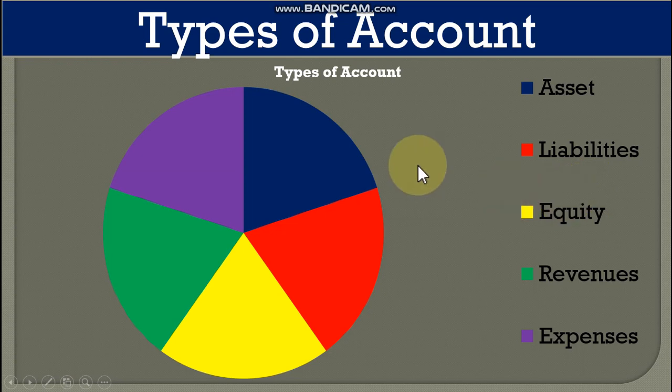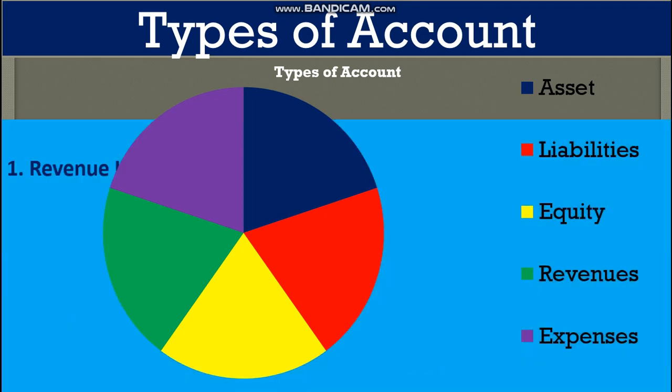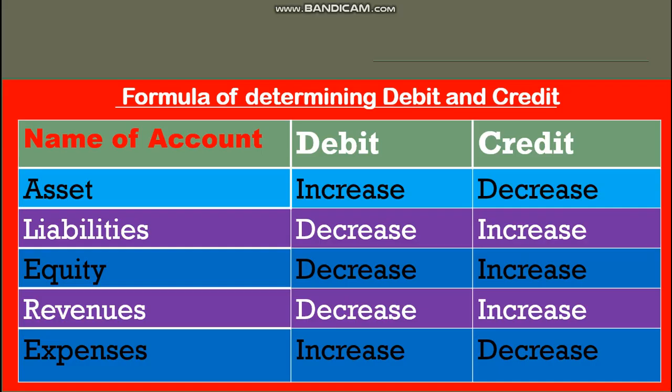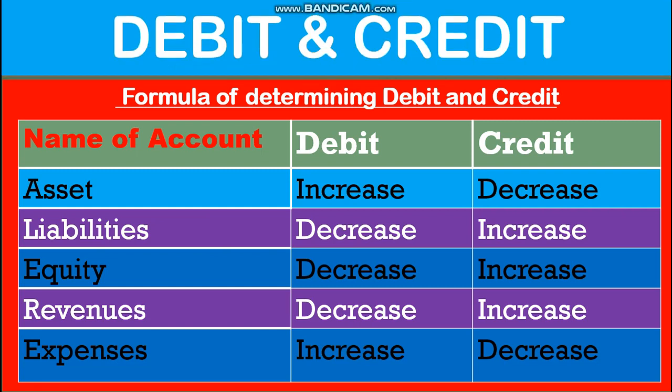Dear student, now types of account. There are 5 types of account: asset, liabilities, equity, revenue and expense. Dear student, this is most important. There are 5 types of account: asset, liabilities, equities, revenues and expense. Now for determining debit credit, we have a formula. Name of account, debit, name of account, credit.